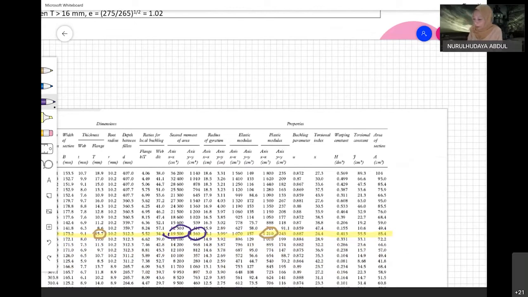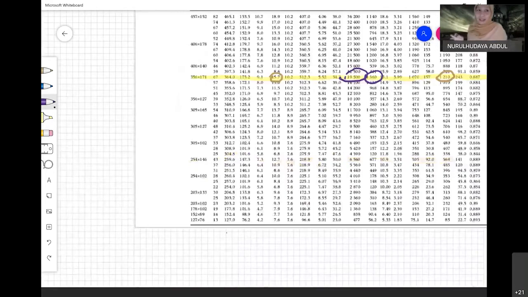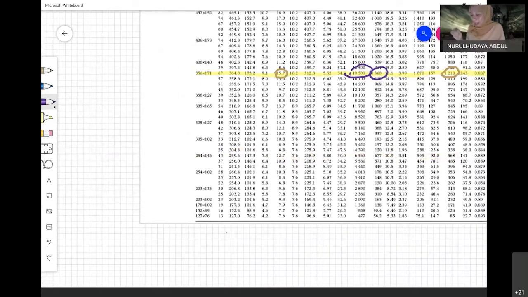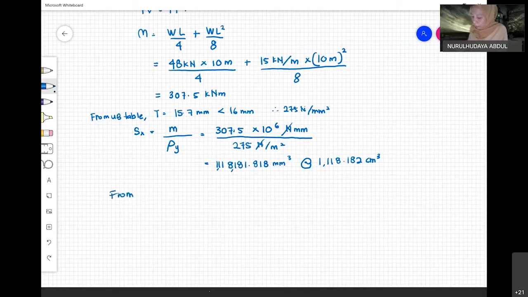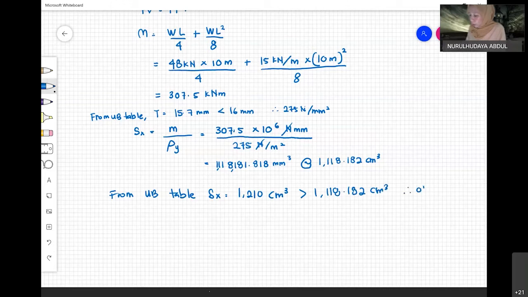Nampak lah beza dia, kalau dia tegak dengan dia terbaring. Kalau 1360 ni adalah value IYY kalau dia tegak. So that's why kita takkan letak dia terbaring. Jadi kita pakai IXX. From UV table, SX is 1210 cm3, which is bigger than 1118.182 cm3, which means it is okay.